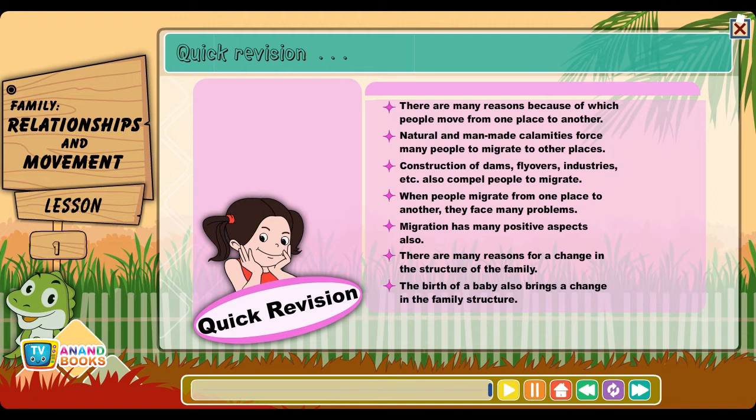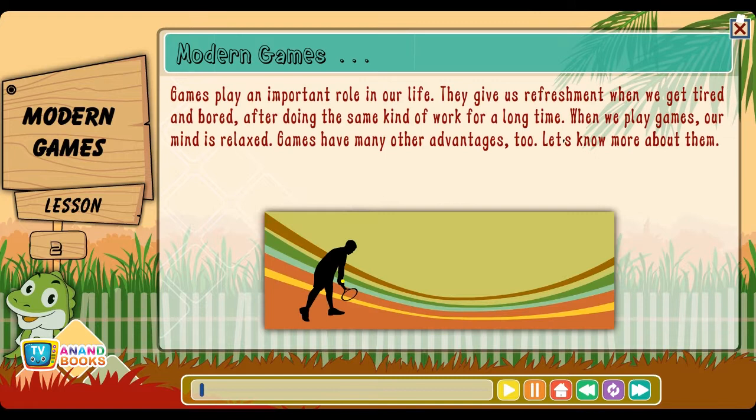Lesson 2. Modern games. Games play an important role in our life. They give us refreshment when we get tired and bored after doing the same kind of work for a long time. When we play games, our mind is relaxed. Games have many other advantages too.